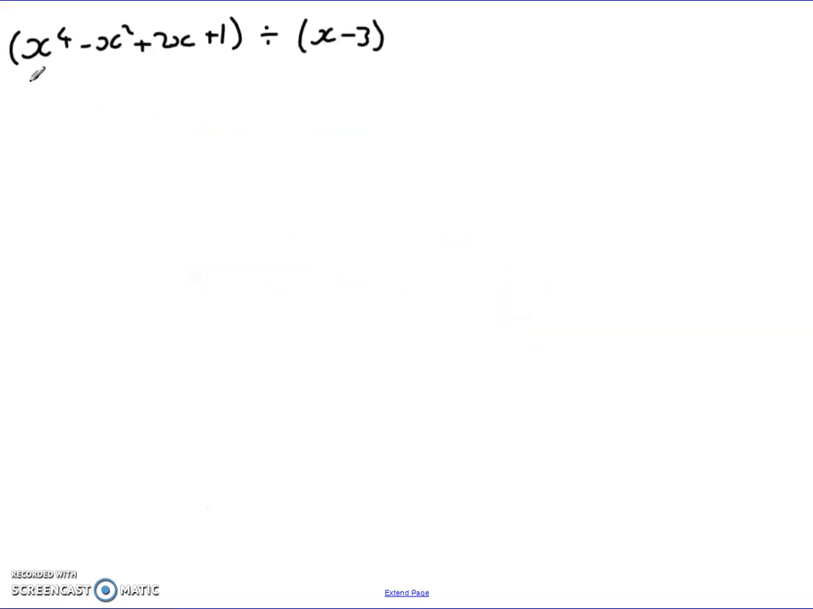Second example was this. So x to the 4 minus x squared plus 2x plus 1 divided by x minus 3. We set it up the exact same way again. Now the thing you need to watch with this one is there's no x cubed term in here. Alright, there's nothing there for x cubed.